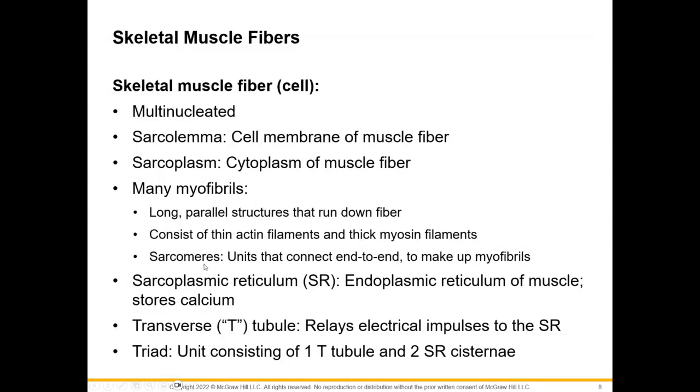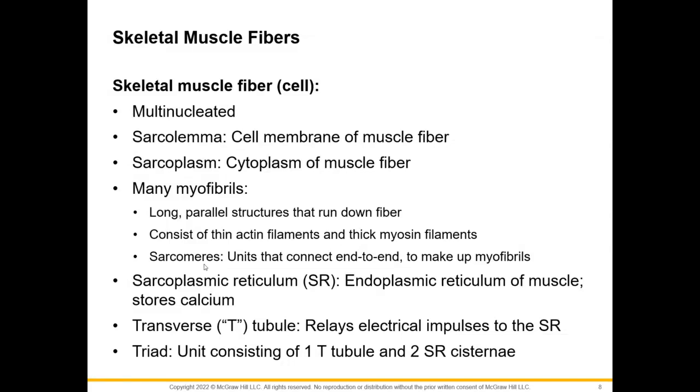And we have a unit that we considered a sarcomere. So these are those units that connect end to end to make up the myofibrils. We'll show you more pictures of these. The sarcoplasmic reticulum is basically the endoplasmic reticulum of muscle, and it stores calcium. And we'll talk about how important that is later.